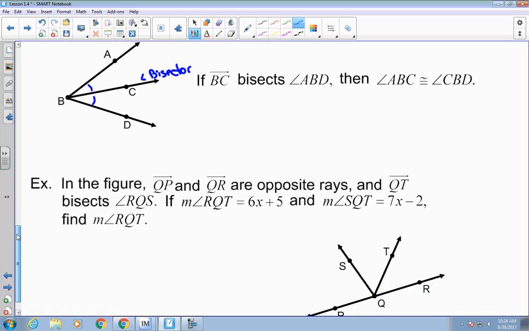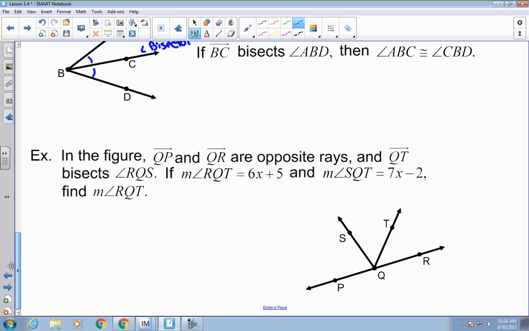Alright, so let's answer a couple of questions here. I'm going to do this problem, and then I'm going to change it up a little bit and show you a couple other scenarios. In the figure, QP and QR are opposite rays. What does that tell me? They make a straight line, right? Okay, they make a straight line.